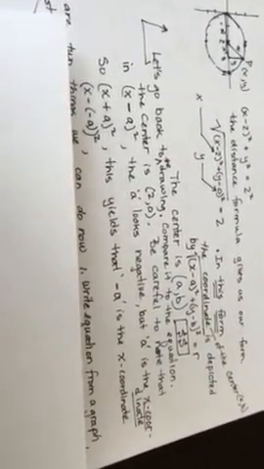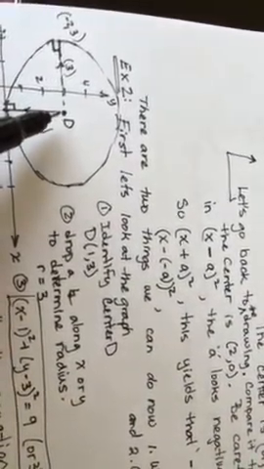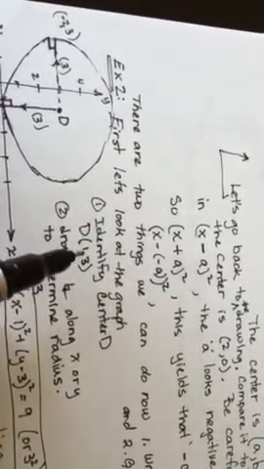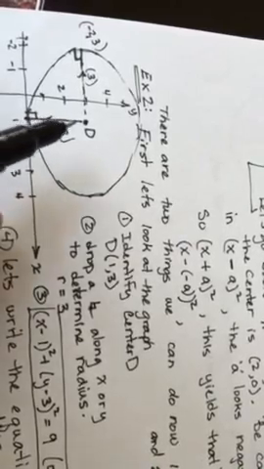There are two things we can do now. One, we can write an equation from a graph. Two, we can graph a circle from its equation. First, let's look at a graph. We have right here center D. We're going to identify its center by reading the graph: over 1, up 3, so (1, 3).